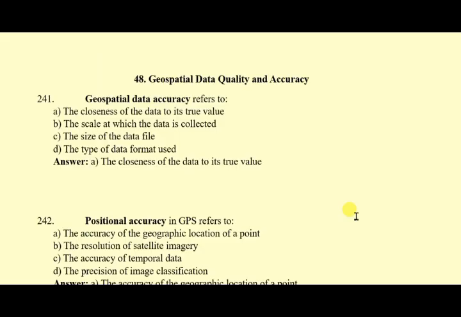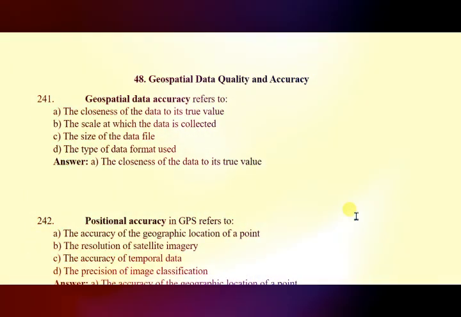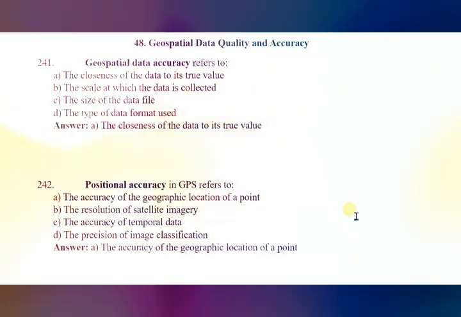Category 48. Geospatial data quality and accuracy. Question 241. Geospatial data accuracy refers to the closeness of the data to its true value, the scale at which the data is collected, the size of the data file, the type of data file format used. And the correct answer will be the closeness of the data to its true value.